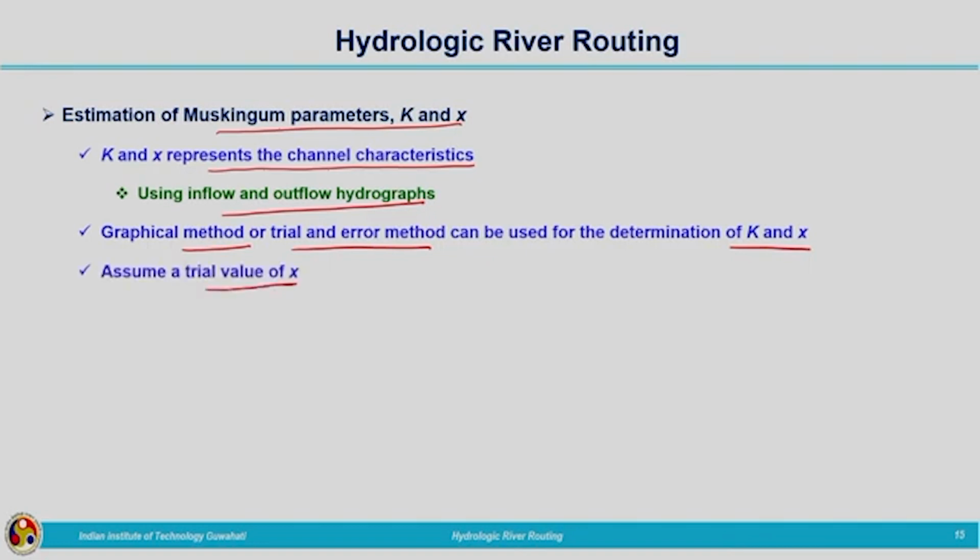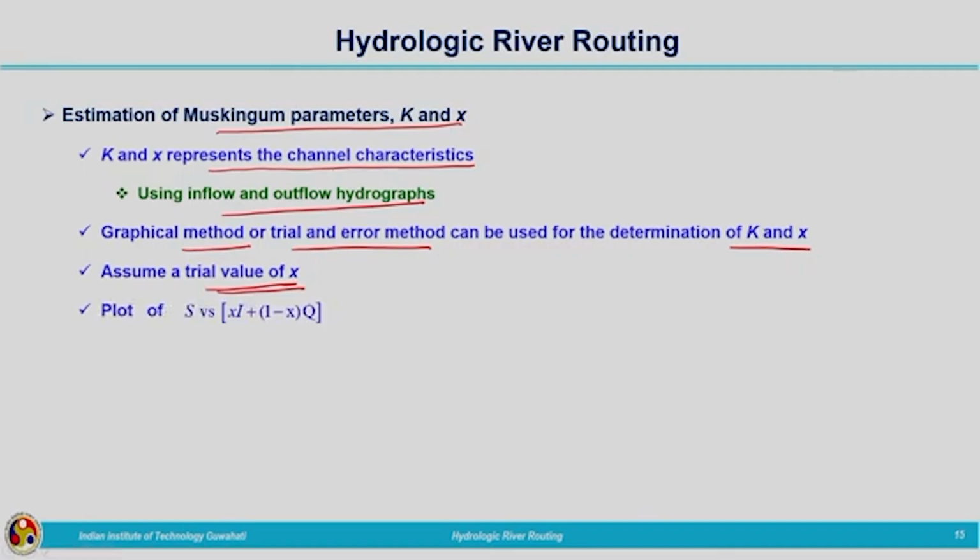Assume a trial value of x. We know already the range of x. It varies from 0 to 0.5, and we have found that for natural streams it varies between 0 and 0.3. So, within this range we can assume a trial value corresponding to x.